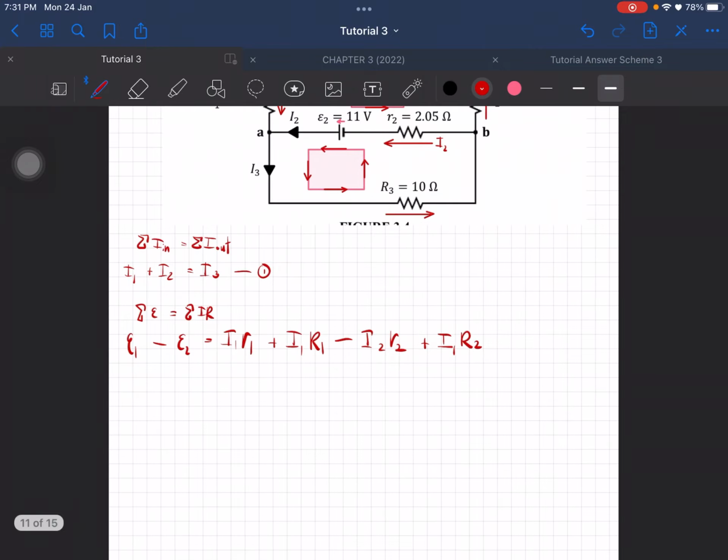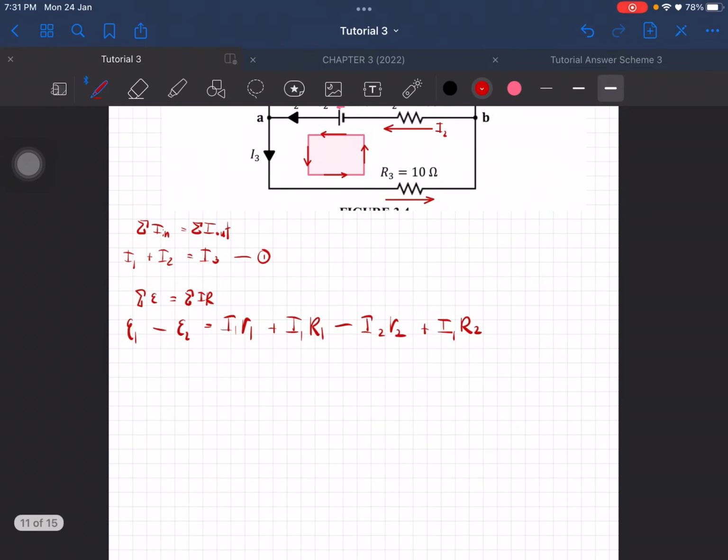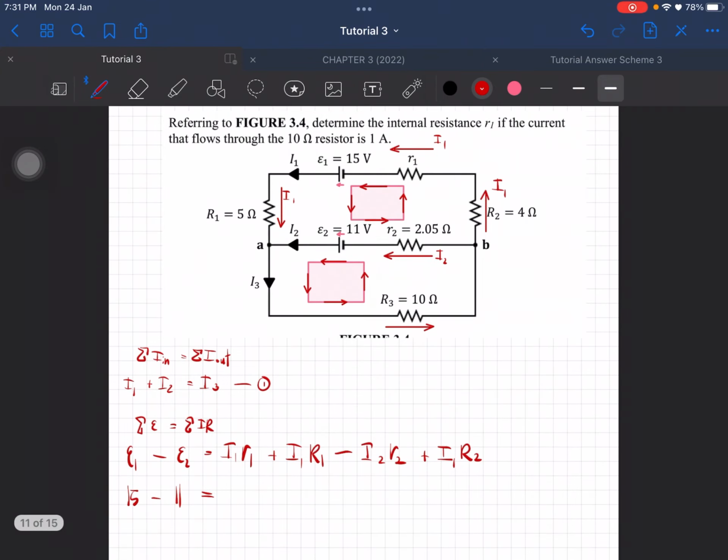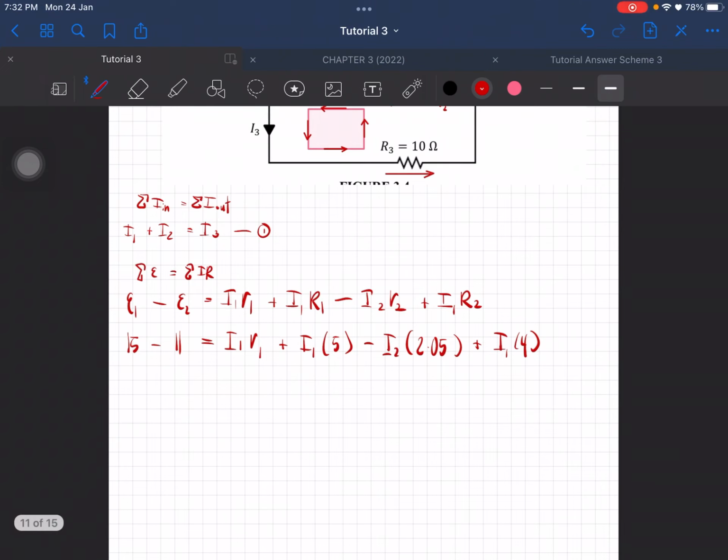I think it's correct. Yes. Okay, so this will be 15 minus 11. So this is I1 R1. R1 is the one we have to determine. So I1 R1 plus I1 R1 is 5 minus I2 2.05 plus I1 4. Okay, so simplify them, you'll get 4 equal to 9 plus R1 I1 minus 2.05 I2. So this is your second equation.